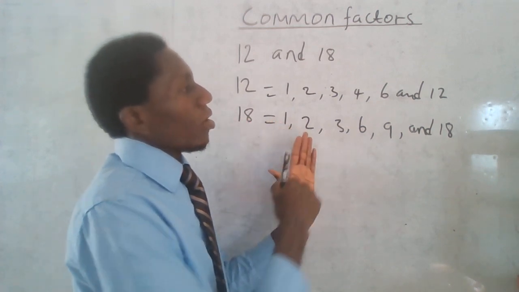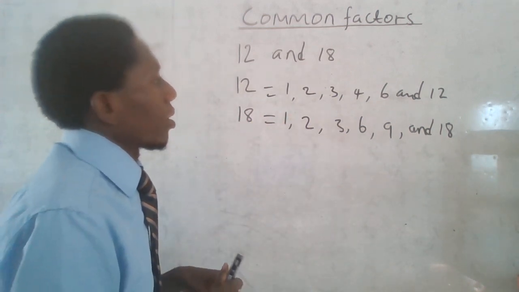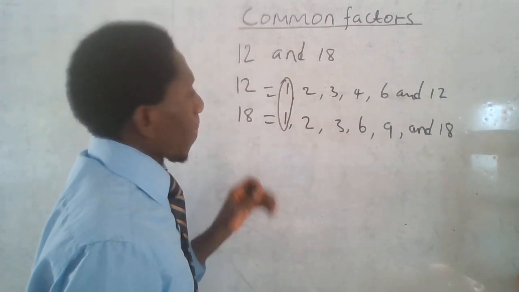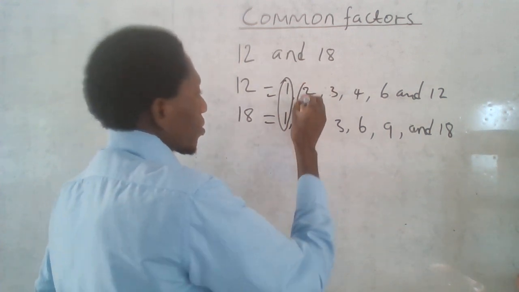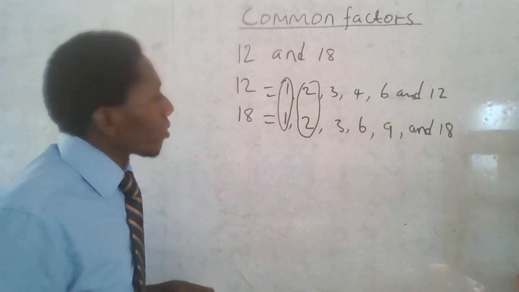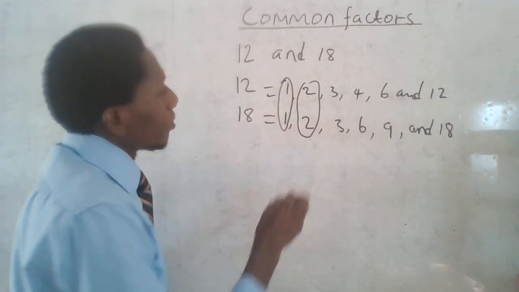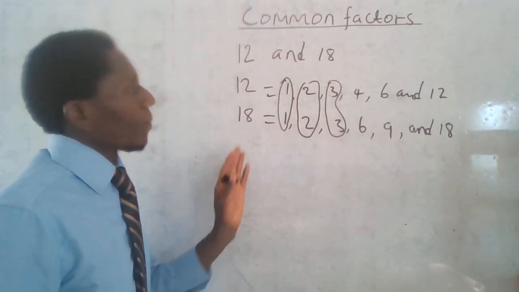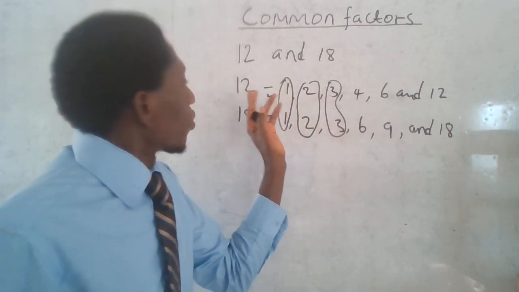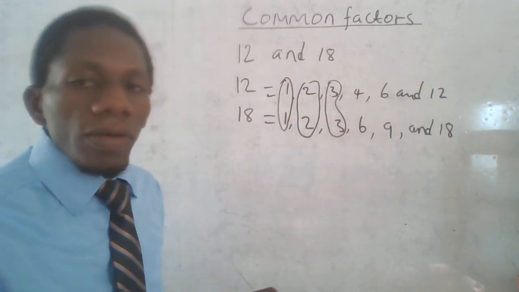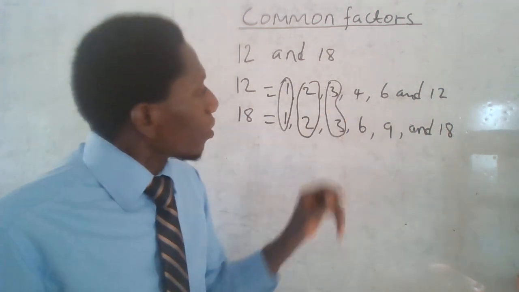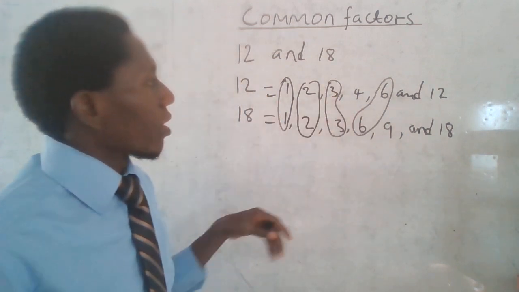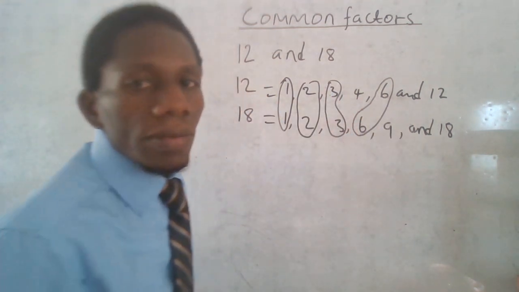Now, let's look at the common factors among them here. We see that 1 can go into both of them without a remainder, and also 2 can go into both of them without a remainder. And then we also have 3, which can also go into both of them. Of course, there is 4 in 12, but 4 cannot go into 18 without a remainder, so we cannot count 4. Okay, we have 6 here. 6 can go into both of them, and that's all.